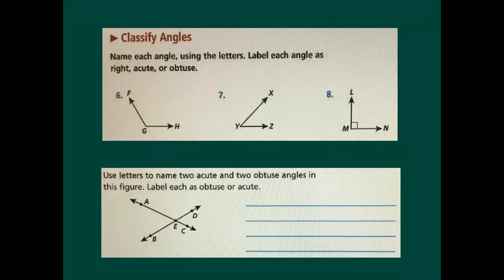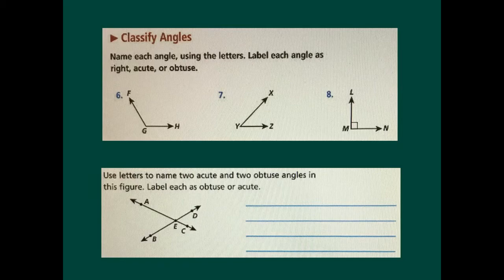Now we'll get some practice actually labeling these angles and giving them names based on the letters that they use as different points. So let's take a look at the directions first. To classify angles, which basically just means to tell what these angles are, it says to name each angle using the letters. Label each angle as right, acute, or obtuse.